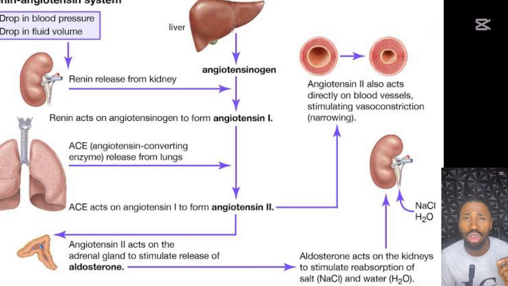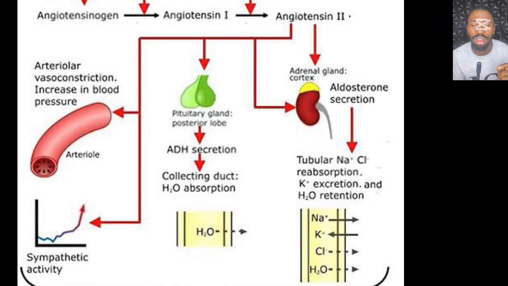Next is angiotensin 2 binding to the angiotensin 2 receptor on the adrenal cortex. When it binds there, it stimulates the zona glomerulosa to secrete aldosterone. Aldosterone increases sodium reabsorption and chloride reabsorption. When sodium goes, water goes, and chloride also goes. The next one: it also binds to the capillary. What happens?